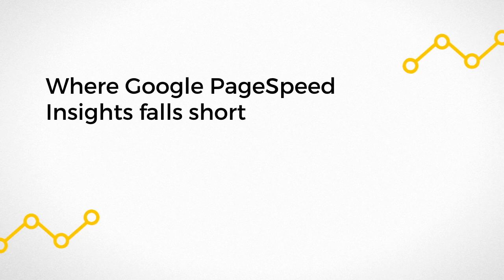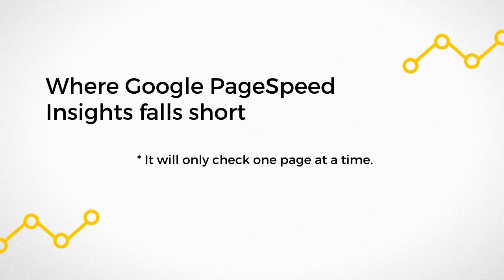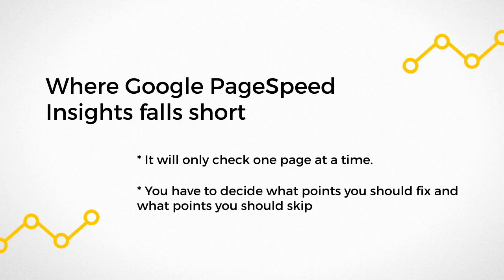While Google PageSpeed Insights is a useful tool, it has a few important disadvantages. For one, it will only check one page at a time. If you have a mobile website with a lot of pages, it will be next to impossible to verify each one of them in this way. And also, you have to decide what points you should fix and what points you should skip. Ideally, you would want to fix them all, but as we've seen, that is not always possible.